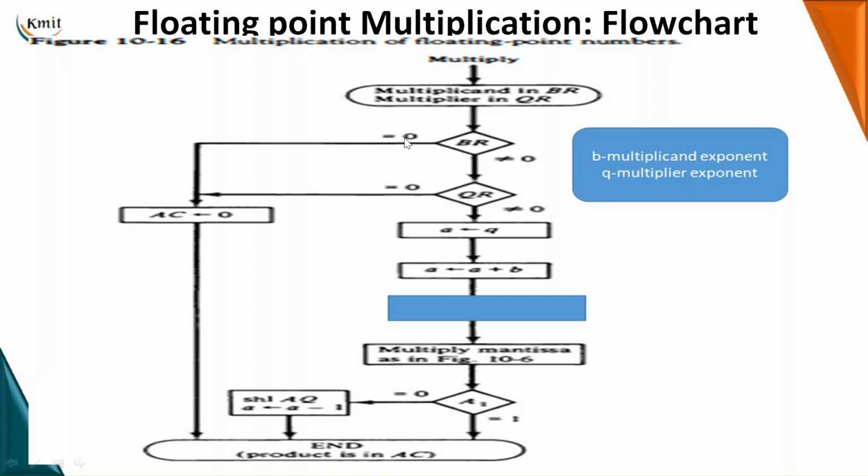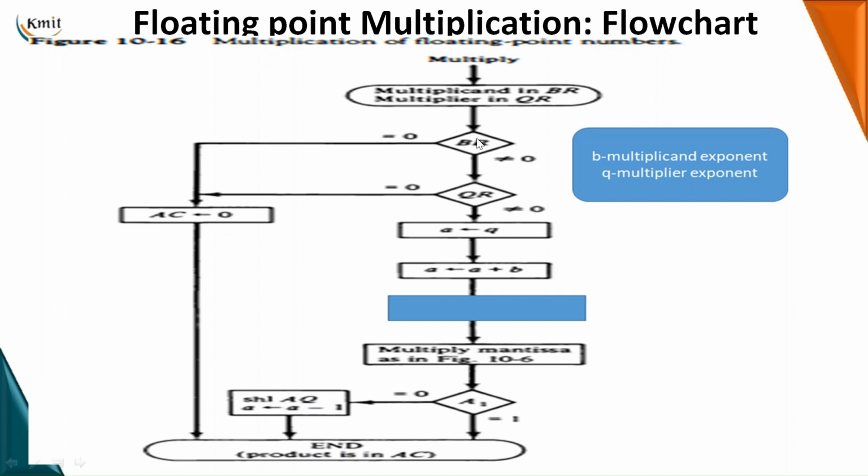Suppose BR is a 0. If you multiply anything with a 0, even though you have a non-zero value in QR, the result becomes a 0. So if BR is 0, automatically the AC becomes 0. There is no need to check the value of QR. If BR is a non-zero value, it contains some value, then we again go for checking the second operand, QR. If QR is equal to 0, again the result also becomes 0. So if any of your operands is a 0, the result will be set to 0.